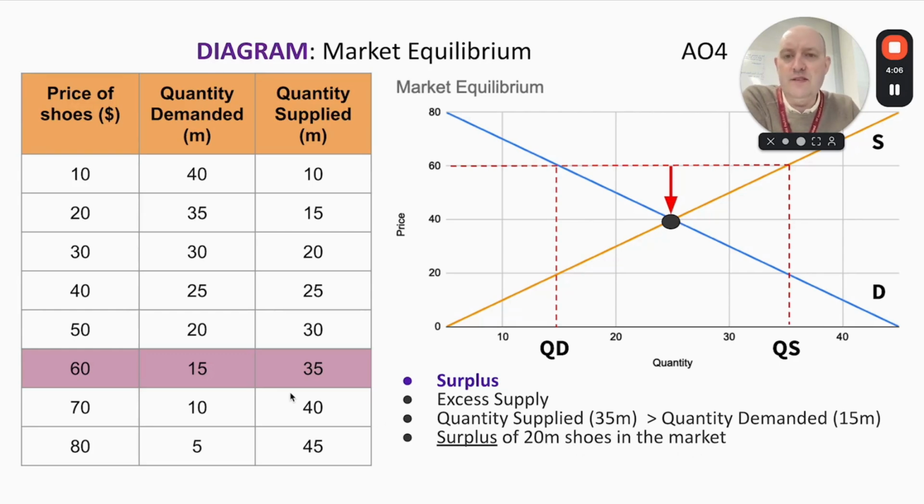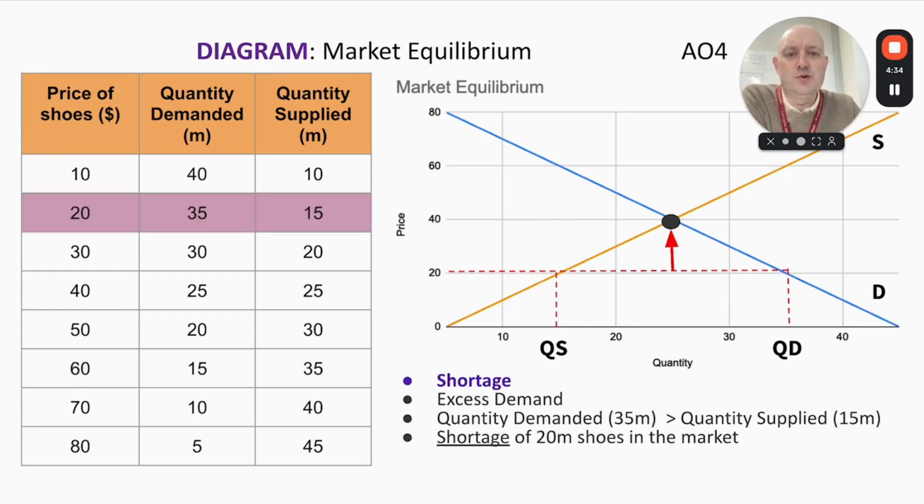And again, we can see that over here at a price of 60, QS, quantity supplied, is 35 million. Quantity demanded is 15 million. And if you think about this, this makes sense. If the price is too high, then people are not going to want to buy it, but companies will want to sell it because they can make a lot of profit. So therefore, there'll be too many of the good or service in the market, and we'll have this surplus. So businesses will need to reduce the price. We'll get onto that in a minute.